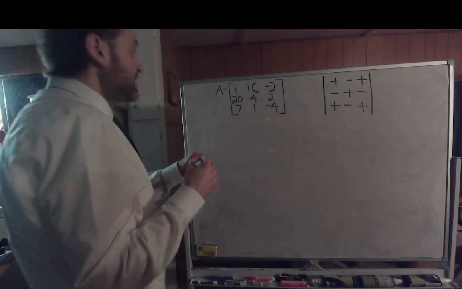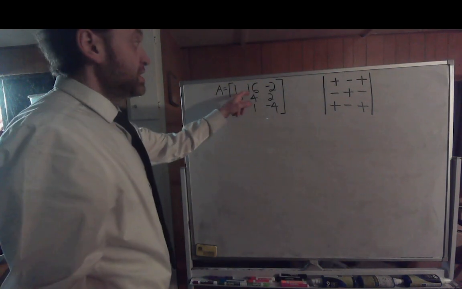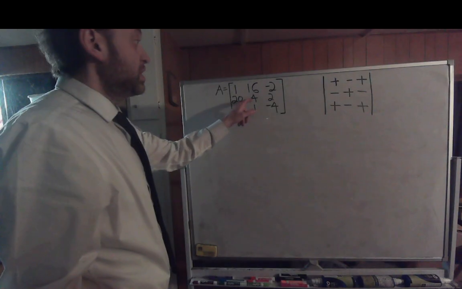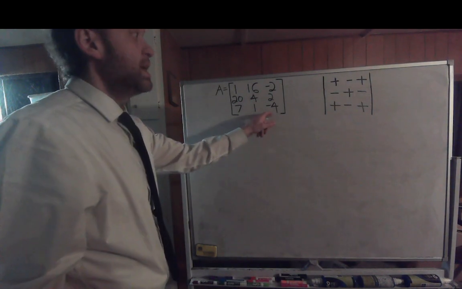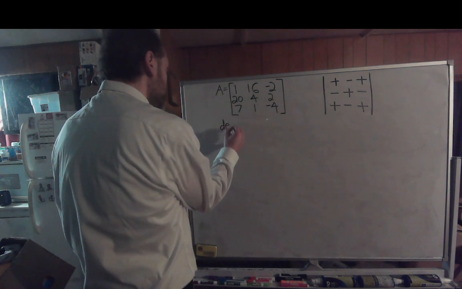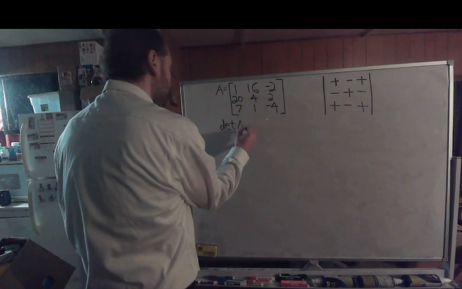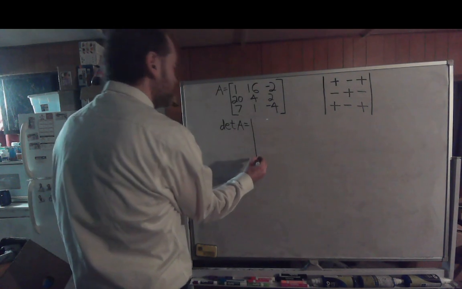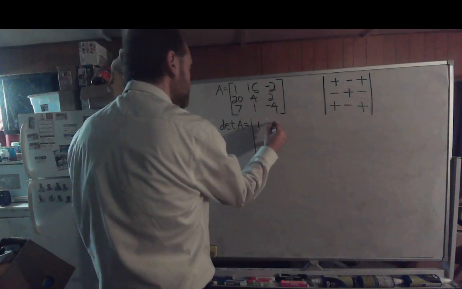Alright, so here's your next matrix with entries 1, 16, negative 2, 24, 2, 7, 1, negative 4. So let's evaluate the determinant of this. Take all your entries of the matrix and put them into this absolute value like sign.